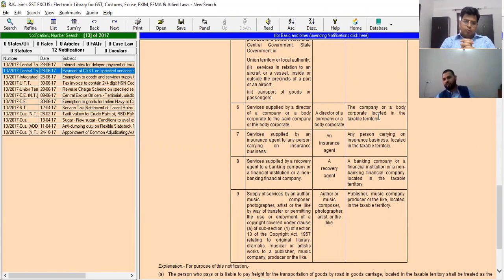So this is where the issue arises, that the supplier, who is the director, instead of being liable to pay, the company or the corporate has been held liable to pay on reverse charge basis on the remuneration for the services which are being provided by the director. So to get clarity on this, two of the very innocent assessees went to the authorities for advance rulings.